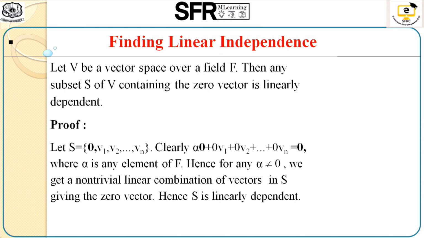For example, I am taking S equal to 0, V1, V2 and so on up to Vn. Clearly I have a linear combination for the 0 vector where alpha is any element of the field F. Hence for any alpha not equal to 0, we get a non-trivial linear combination of vectors in S giving the 0 vector, hence S is linearly dependent.